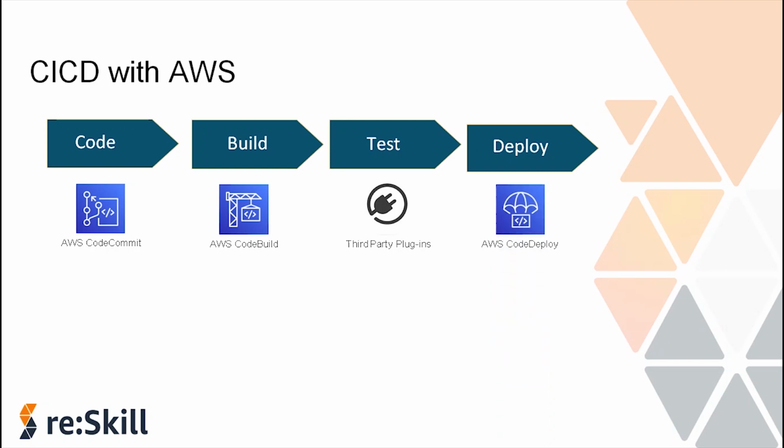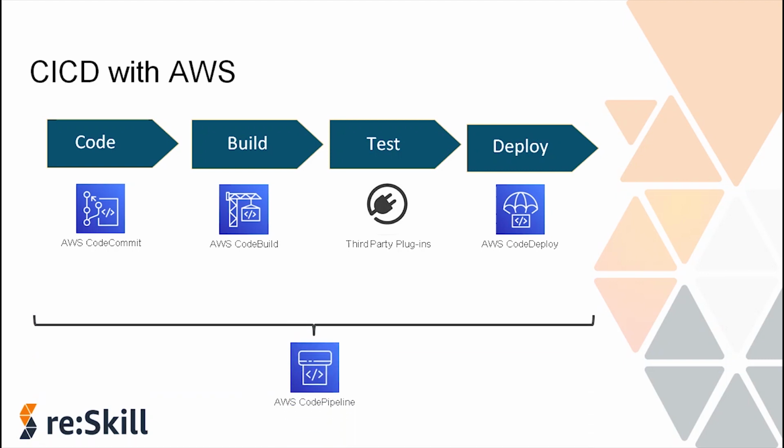CodeDeploy does not provision any infrastructure for us. So for provisioning, we can use CloudFormation or Elastic Beanstalk. And finally, to orchestrate everything, we would use AWS CodePipeline. And it's very interesting to use CodePipeline to automate the build, test, and deploy phases of the release process every time there is a code change.